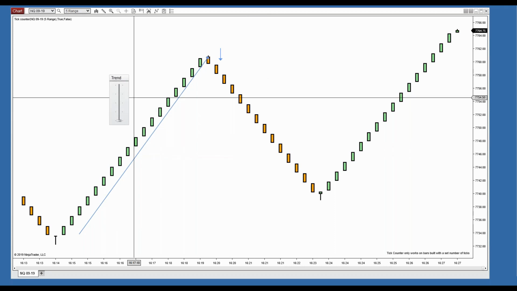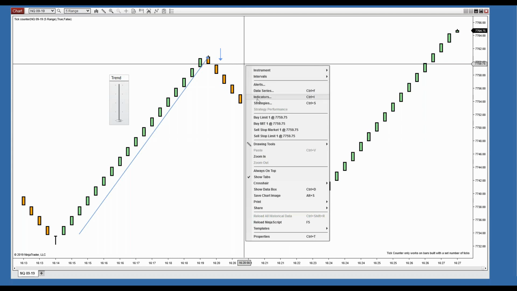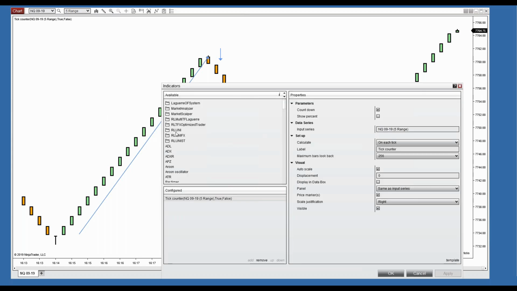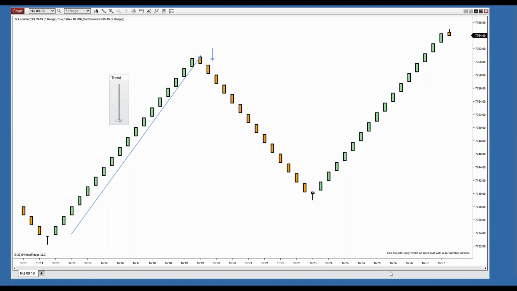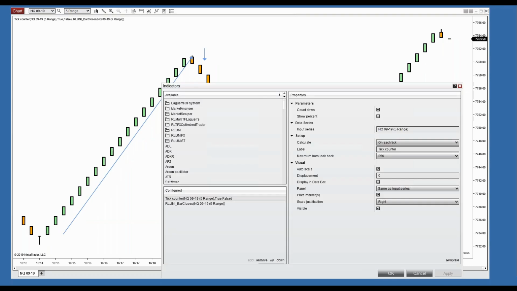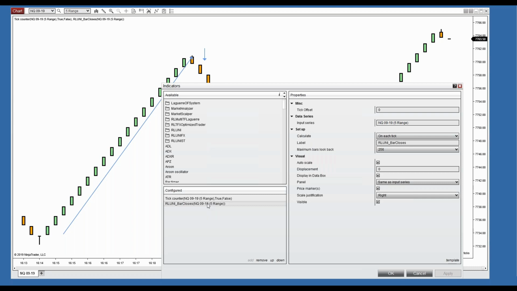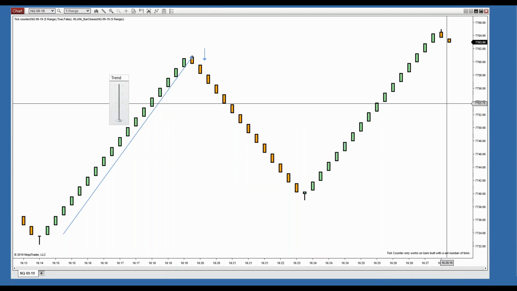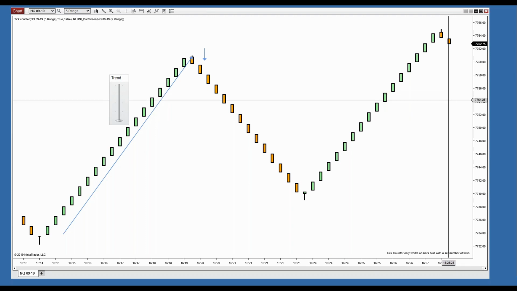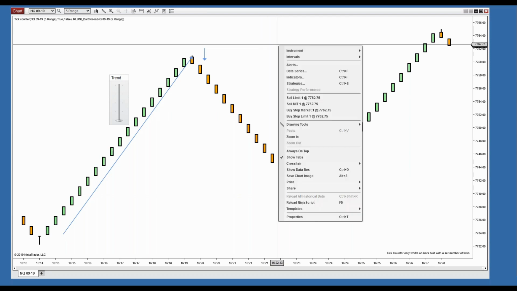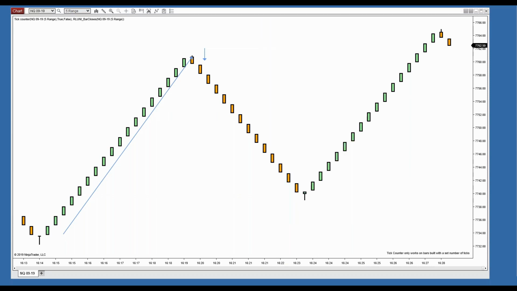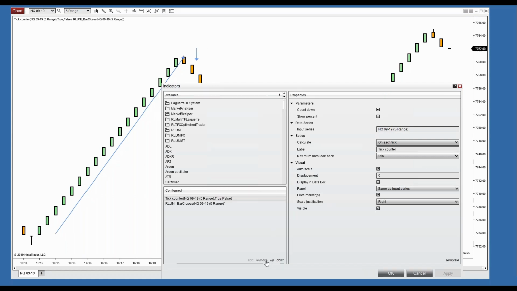Now let's say the market is so, and what I'm going to do is add one more indicator. It's called our bar closes indicator. I don't see it working. Hang on. Okay, but our bar closes is set for a different kind of chart. And what we're going to do is take this out. The tick counter, we're going to remove.